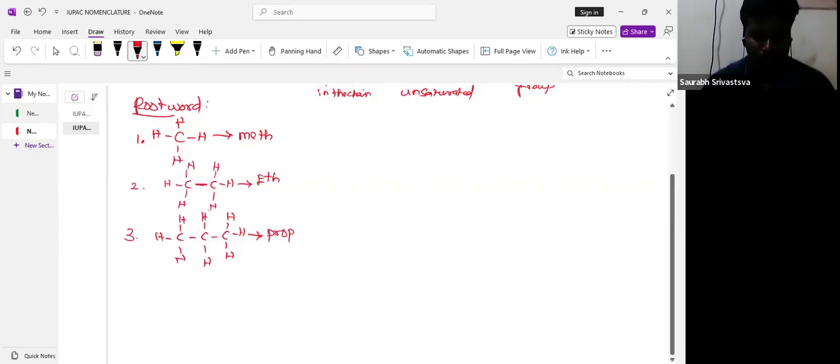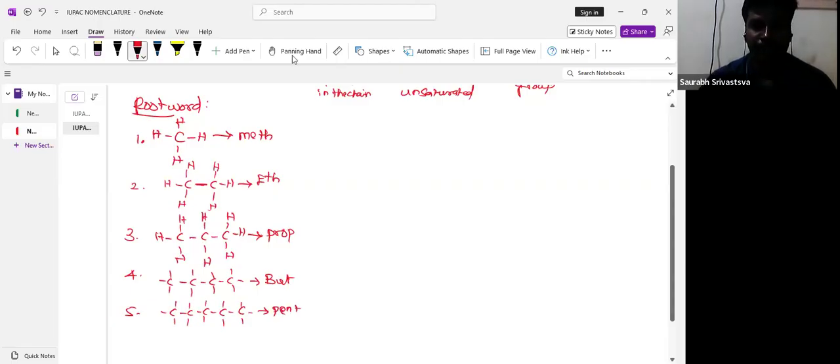Next, if it is four carbons, 1, 2, 3, 4, connected on all sides, I'm not writing the hydrogens; instead of hydrogen I'm just drawing a bond. This is called but. Actually, we should not pronounce it as but, it is but. And next, if it is five carbons, 1, 2, 3, 4, 5, connected with hydrogens at all the terminals, then this root word is called pent.